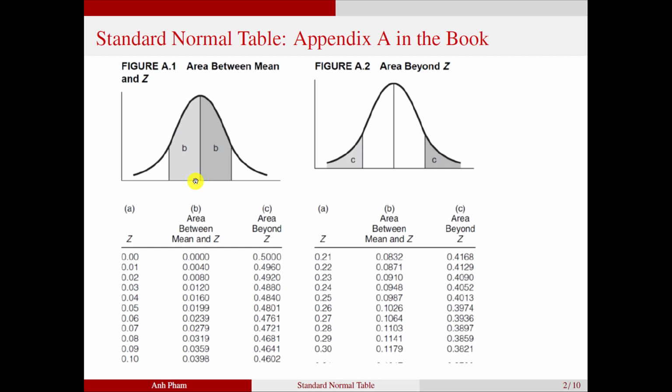The reason is that the standard normal distribution, or any normal distribution, is symmetric around the mean. So once you know area B to the right of the mean, which represents the area between the mean and Z for Z greater than 0, you automatically know the area for a negative Z, the area between the mean and Z for all Z-scores less than 0.